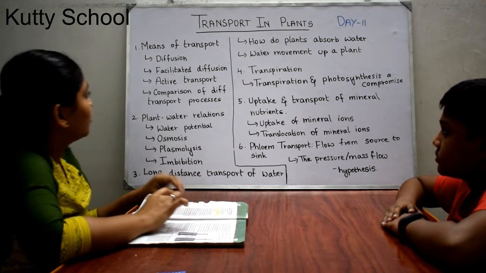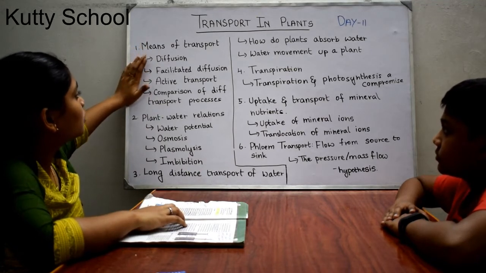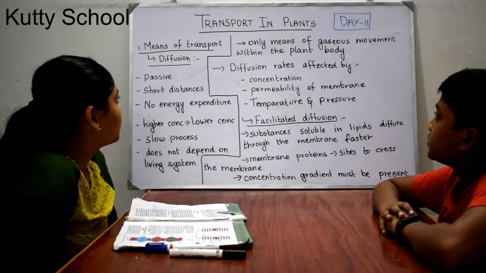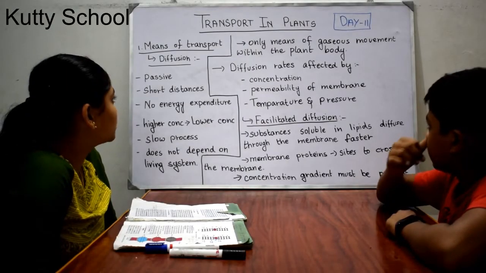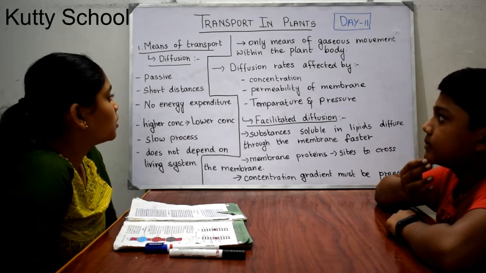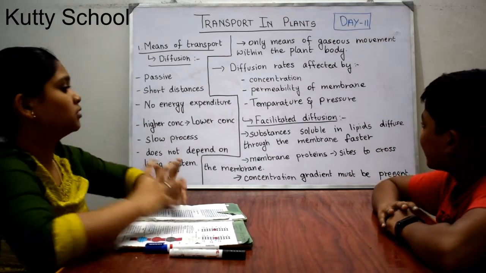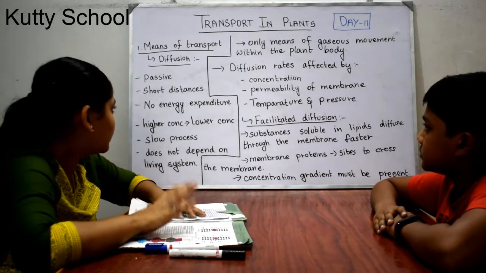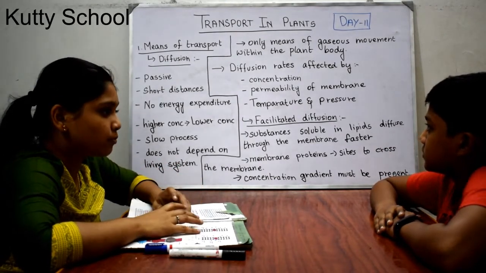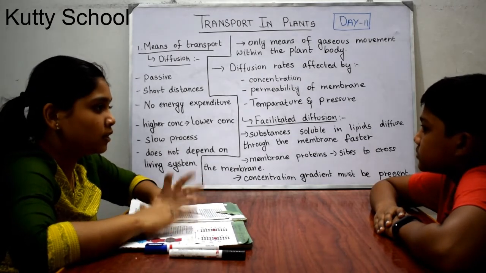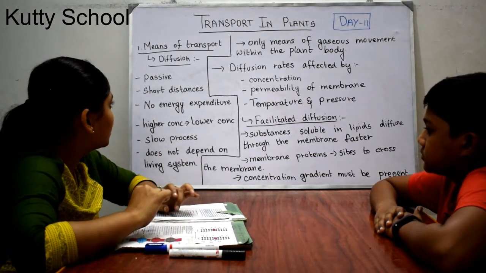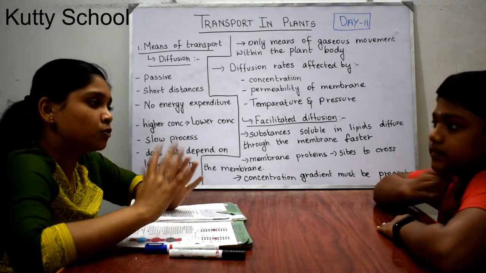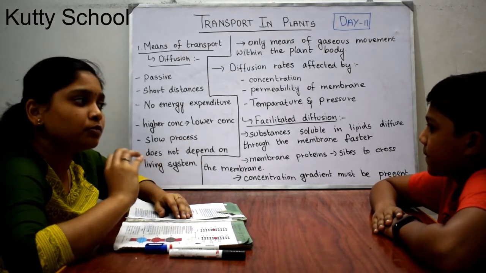We are going with the first topic, means of transport, in which we will discuss all the 4 means. First, we are going to discuss diffusion. Diffusion is nothing but something diffusing from one region to another region. This is a passive process. It is not active. It takes place by itself. Diffusion takes place only across short distances. It cannot take place over long distances.